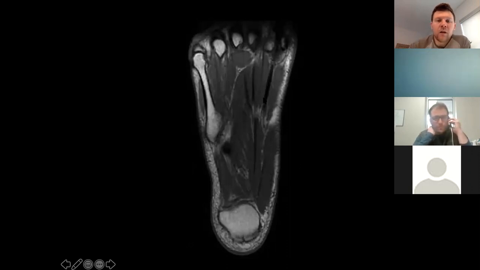Mm-hmm. What tendons do we have running out here? Is that the most medial one? Would that be your FHL? So that's the FHL, and then these are what? Your FDL. Okay, branching. And what do we have going on in this region right here?